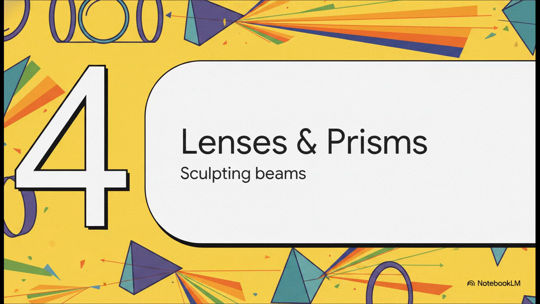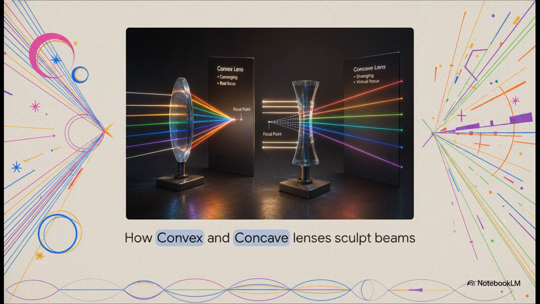Now, these transparent lenses, they behave a lot like the spherical mirrors we just talked about, but with a twist. They use refraction instead of reflection. The convex lens, the one that's thicker in the middle, actively bends those beautifully colored rays together until they hit a very real focal point. Meanwhile, the concave lens, which is thinner in the middle, basically forces the rays to diverge outwards.